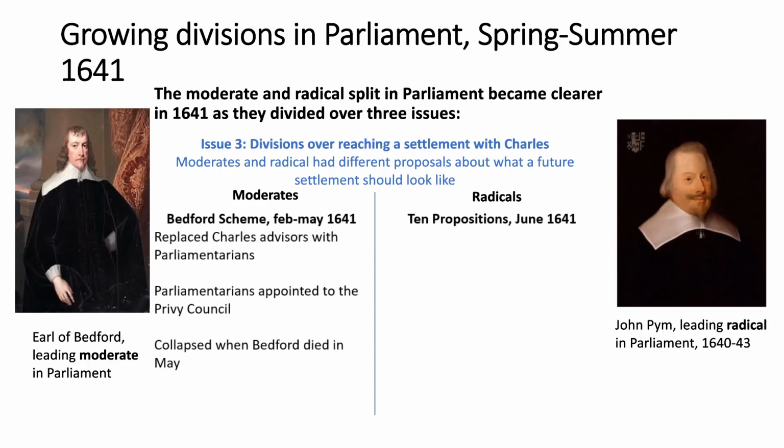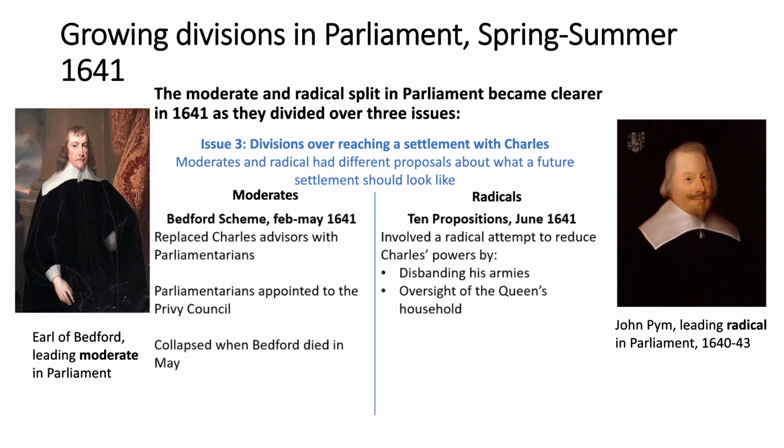So for the radicals, the Bedford scheme wasn't far enough. Simply replacing Charles's advisors wasn't enough to constrain his own tendencies. That's their premise. They think Charles is not trustworthy. You can't just simply replace advisors and he'll be all sorted. So the Ten Propositions involved a radical attempt to reduce Charles's power. It suggested that his armies should be disbanded. There should be an oversight of the Queen's household, Henrietta Maria.